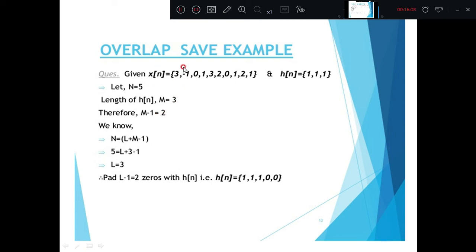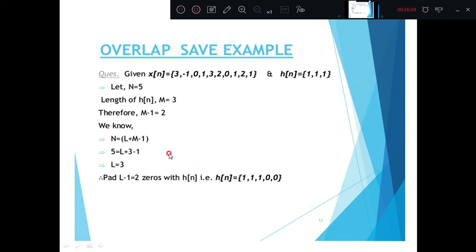Next, now we have to divide this x of n into blocks, and here you have to determine how many samples I have to consider for each block. So that is given by what? N is equal to L plus M minus 1. So you have to calculate L. So L is equal to how much? 3. L is equal to 3. So each block should have L is equal to 3, right?